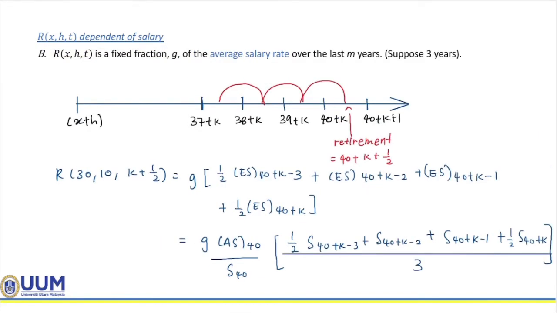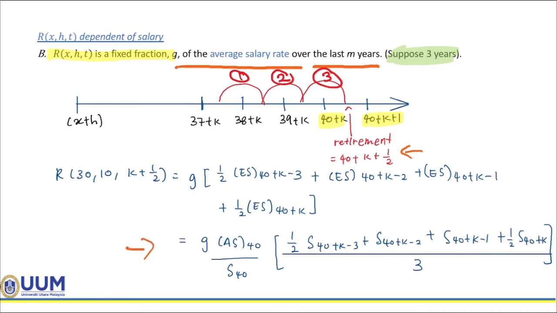Second one, B: R_{h,x,t} is a fixed fraction. However, G is the average salary rate over the last M years. Suppose 3 years, so the minimum. And then we have 3 years here, 1, 2, and 3. So the retirement will occur between 40 plus K and 40 plus K plus 1. So we use the midpoint rule, and we got this one.